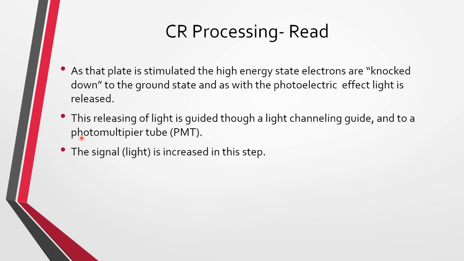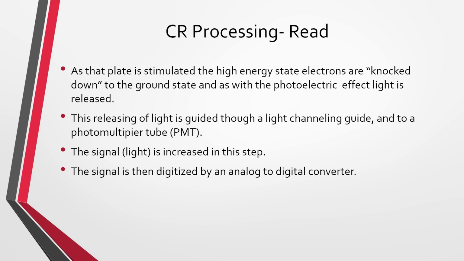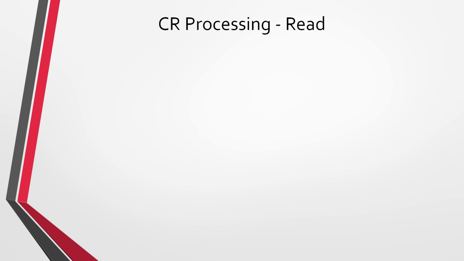So photo could mean light, or it could just be anything of the electromagnetic spectrum, really. But photo is like a photon. Multiplier means to multiply together, and tube is the device it is. So in this step, the light is increased. The signal is then digitized by an analog to digital converter, and it's sent to the computer for processing.